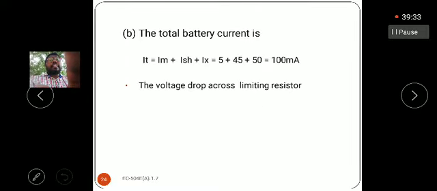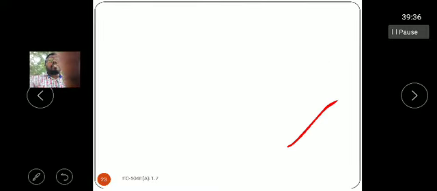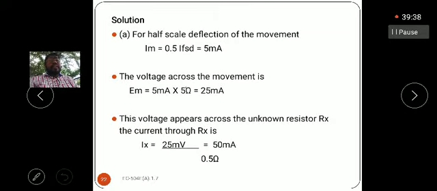Again, I am repeating this particular problem. You have to understand it in a clear manner. Here, the off-scale deflection of the movement, Im, is equal to 0.5 times the full scale deflection current, which is 5 milliamps. The voltage drop across the movement is Em is equal to 5 milliamps into 5 ohms. Internal resistance is 5 ohms, and 5 milliamps is the current passing through the movement.